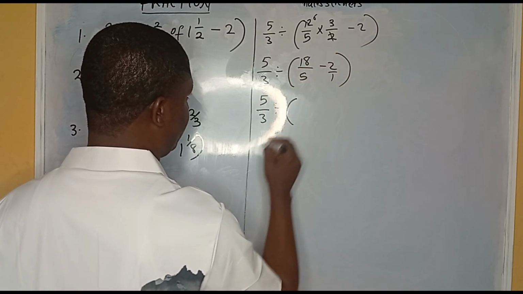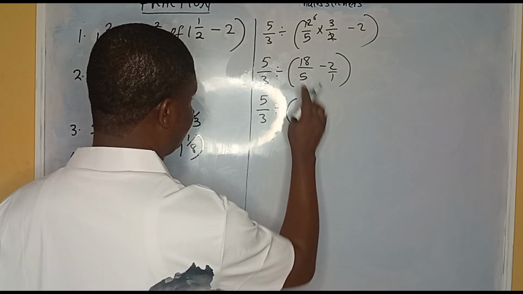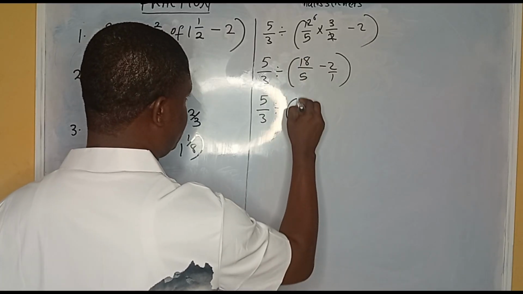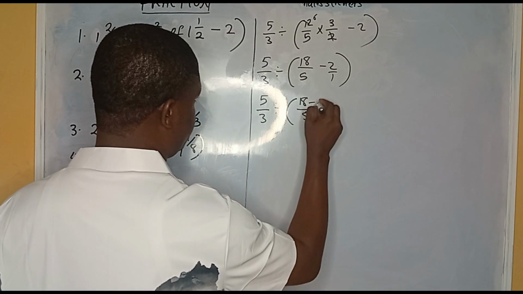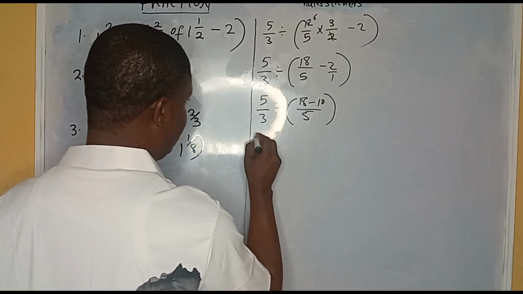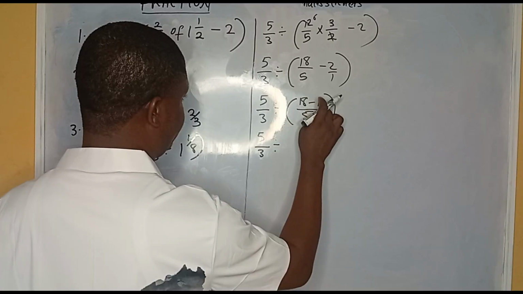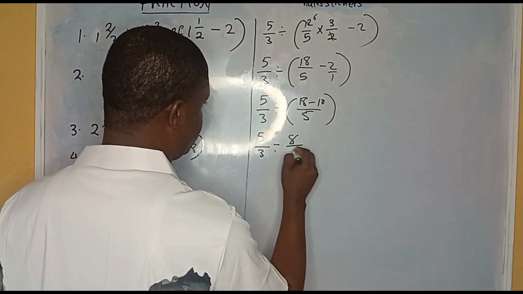This 2 is certainly 2 over 1. So the LCM of 5 and 1 is 5. So we'll have 5. So 5 divided by 5 is 1 times 18 is 18, minus 5 divided by 1 is 5 times 2 is 10. So we're going to have 5 over 3 divided by 18 minus 10, which is 8 over 5.